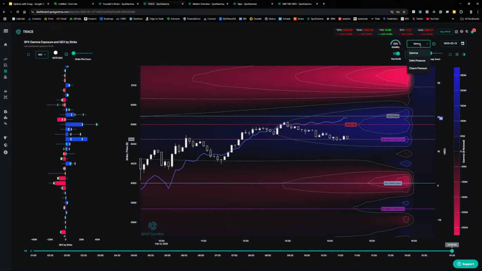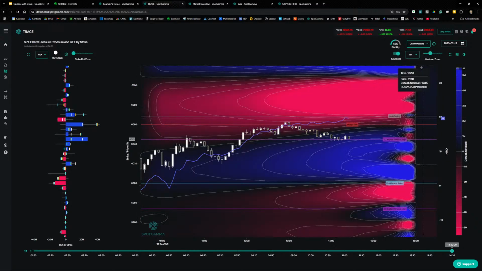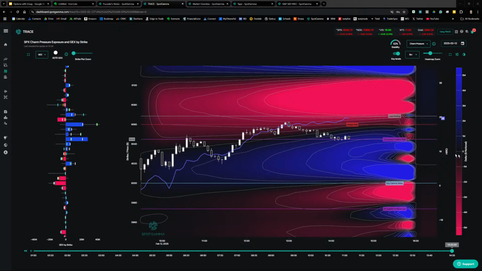Let's check charm pressure, potential pinning target. Right now, what looks like the most likely pin target is right around 60.45. That's the zone between the blue buying support below, red selling pressure above. That's also the level with the highest gamma, positive gamma right there.